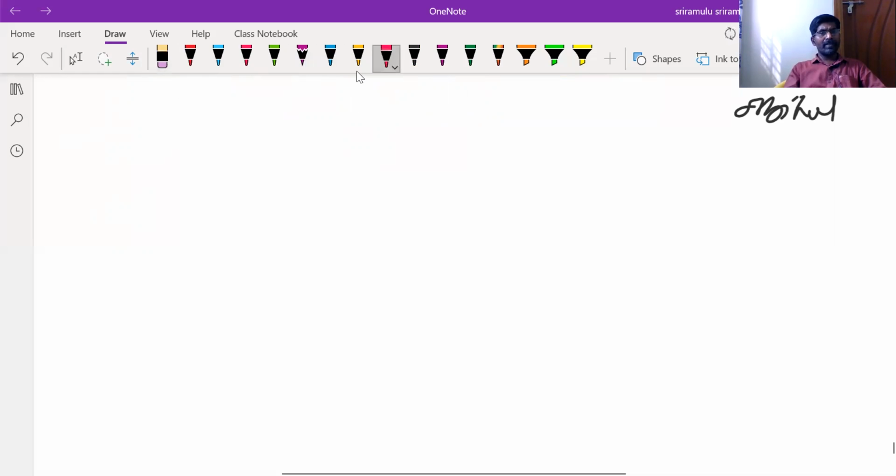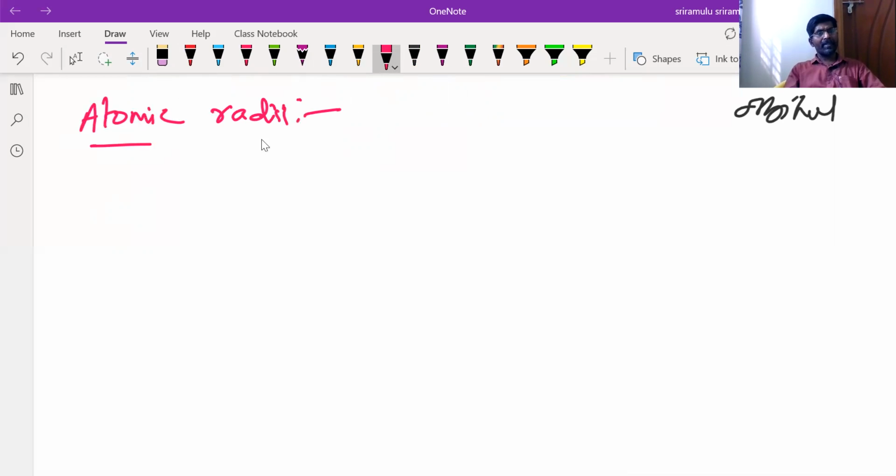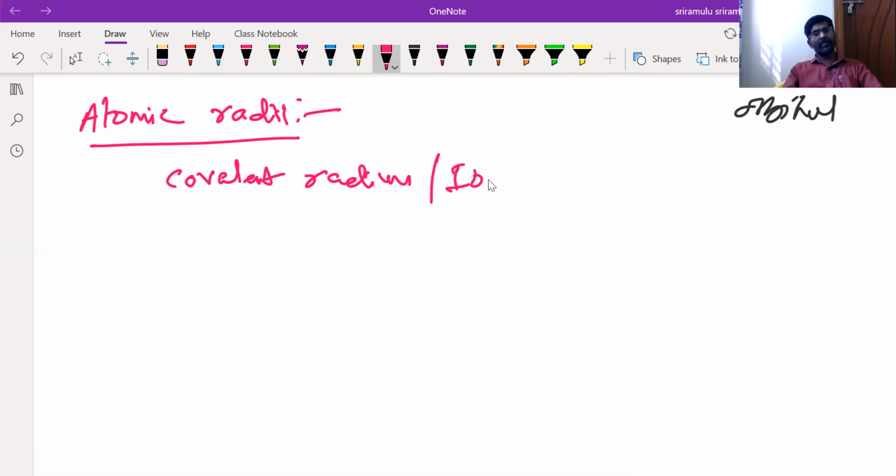So this one is atomic radii, that means covalent radius, or ionic radius. Okay, students, covalent radius or ionic radius increases down the group. Is it clear now? Down the group.